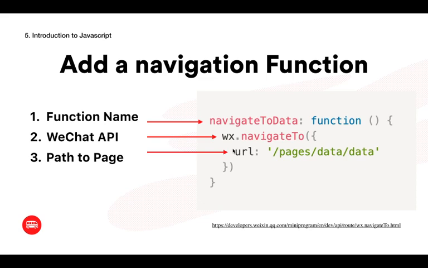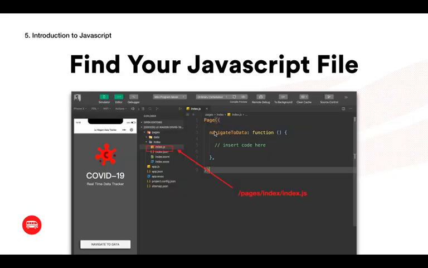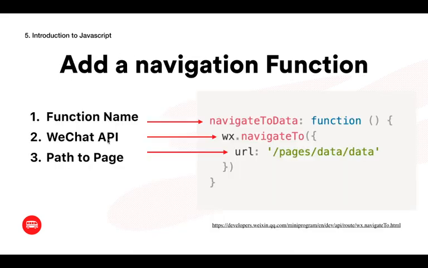So a function is comprised of a few different things. Number one, I have a function name. If you look at this navigate.toData, this is already the function name, all right? The second thing is here, I'm calling a local API, which is wx.navigate2. Inside of this API, I have one key, which is URL, and then the value of that key, which is pages data data. And then I'm closing that, okay?